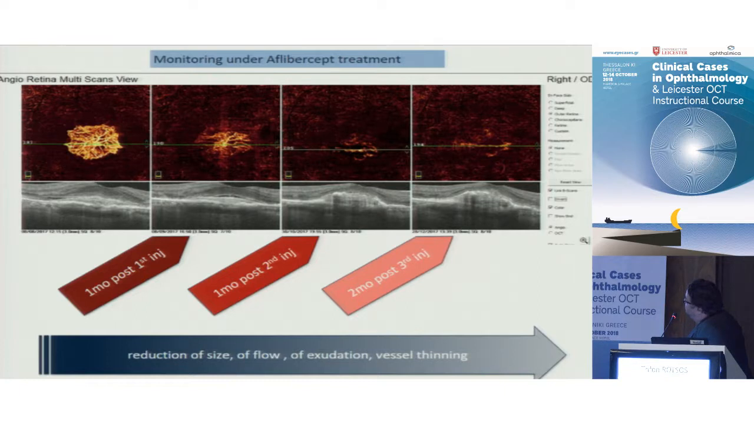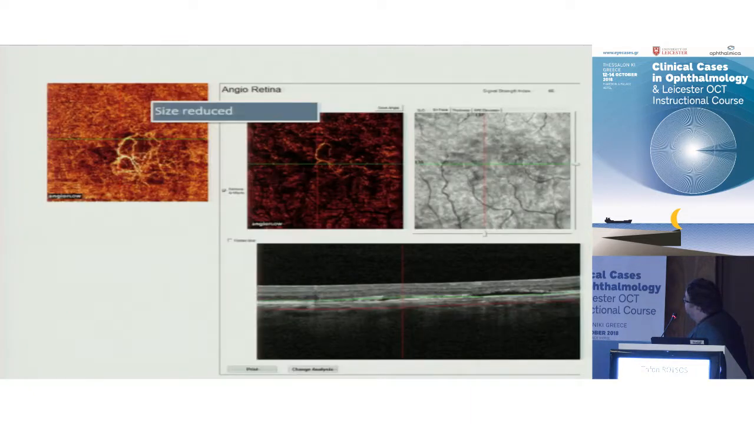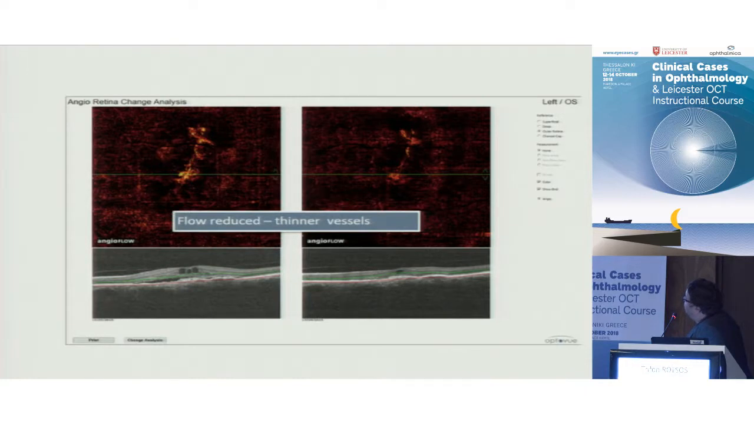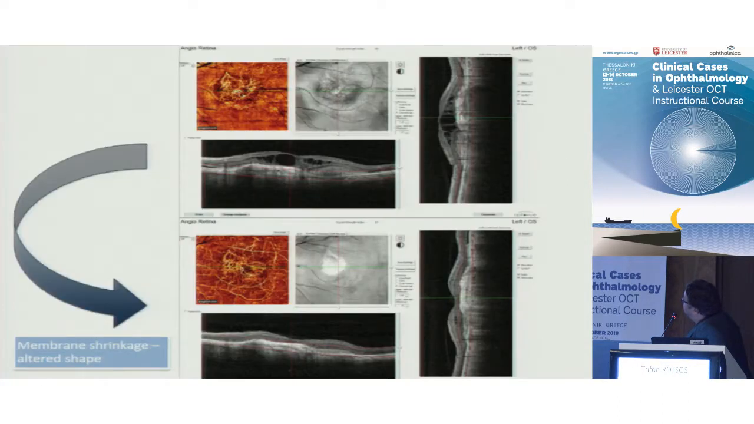One month after the anti-VEGF injection, you can see how the membrane is not that active, how the vessel walls have shrunk, and how the flow rate is reduced within the membrane. And again, 1 month after the second injection, it's nearly gone. And 2 months after the third injection, there are still some remnants of this membrane. You can see here how the size is reduced after the injection treatment, how the flow is reduced within the membrane, how the vessels get thin, and how it changes shape after treatment.